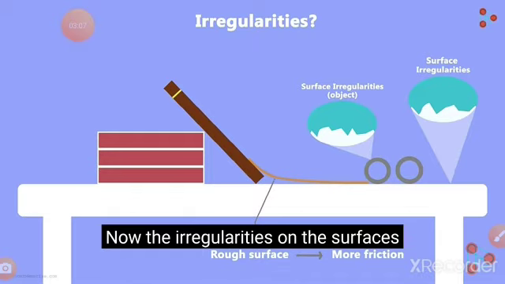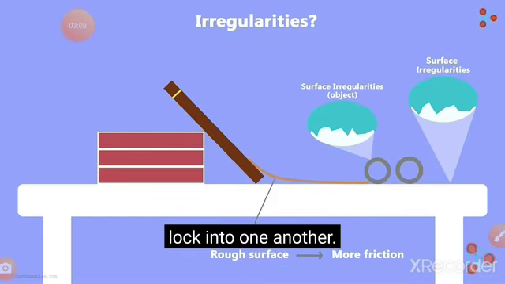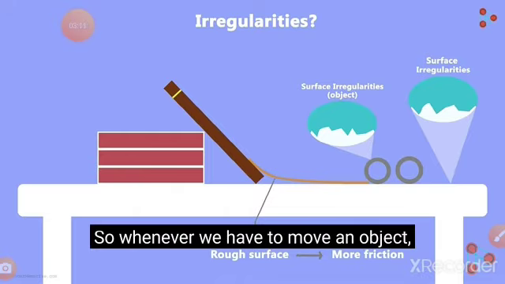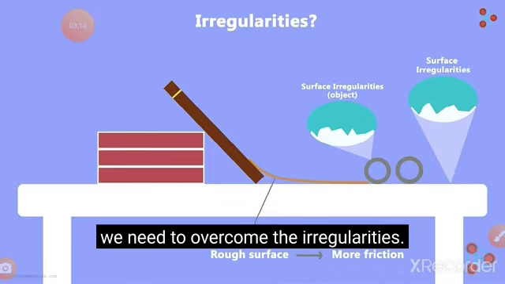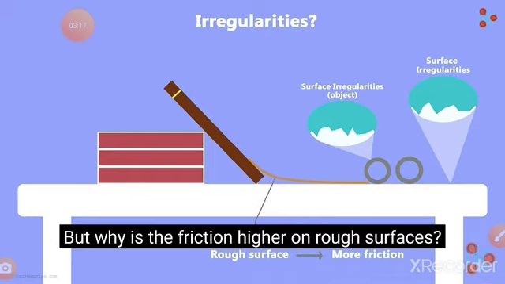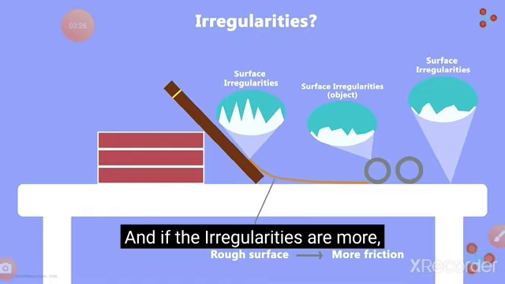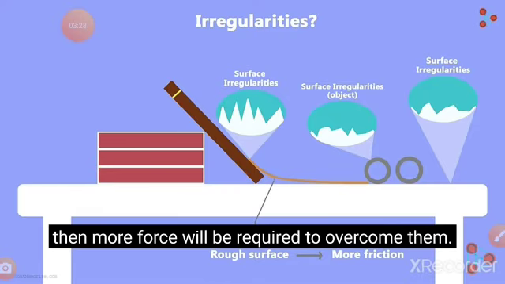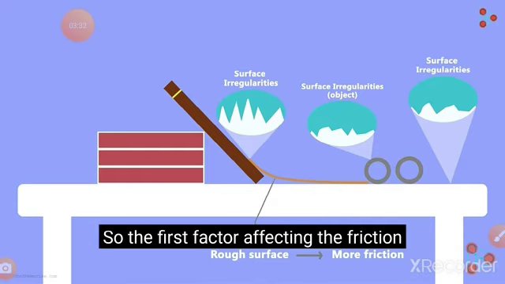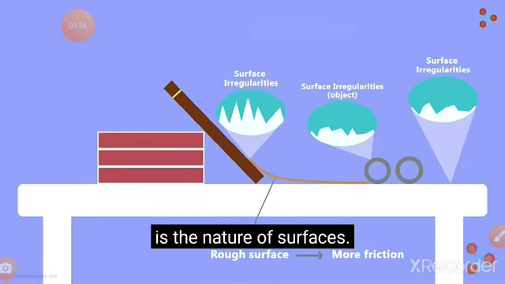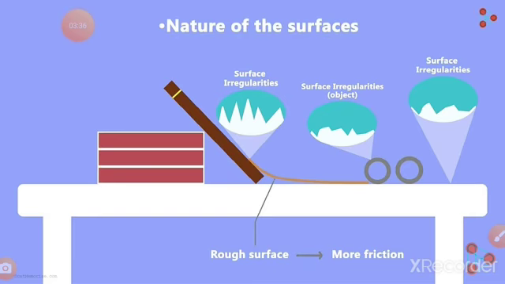Now, the irregularities of the surfaces lock into one another. So whenever we have to move an object, we need to overcome the irregularities. But why is the friction higher on rough surfaces? It is because the rougher the surface, the more will be the irregularities. And if the irregularities are more, then more force will be required to overcome them. So the first factor of friction is the nature of surfaces.